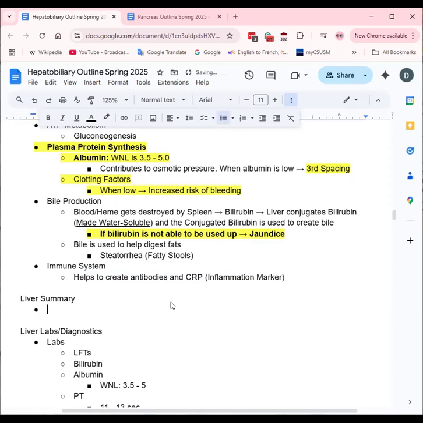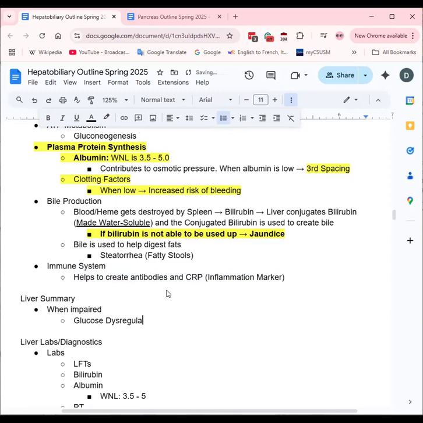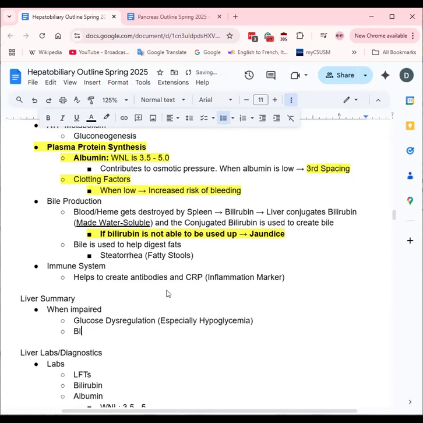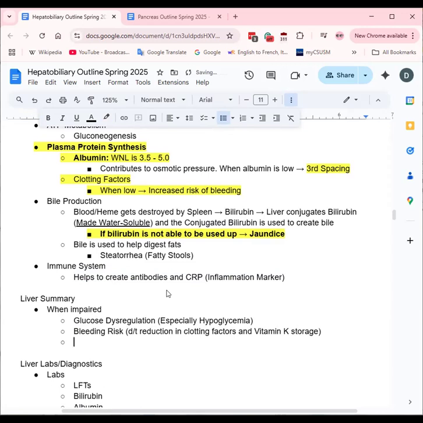So what are the main things you really have to know is when impaired, you can expect glucose dysregulation, especially hypoglycemia. We can expect bleeding risk due to reduction in clotting factors and vitamin K storage. We can expect third spacing. So we'll have edema, general peripheral edema, and typically you will have peripheral edema before you get to the ascites.